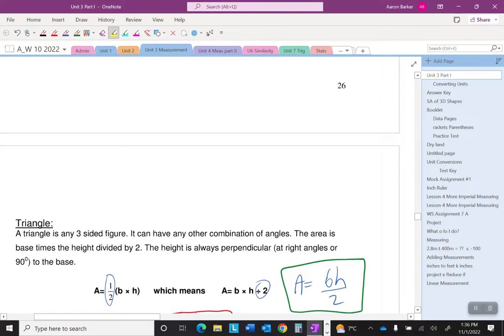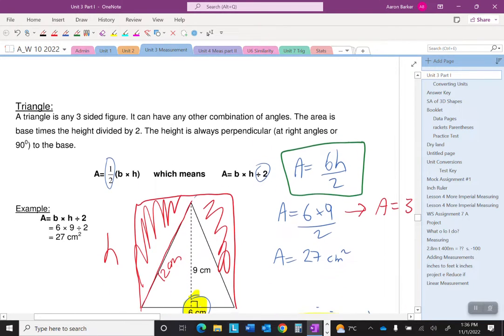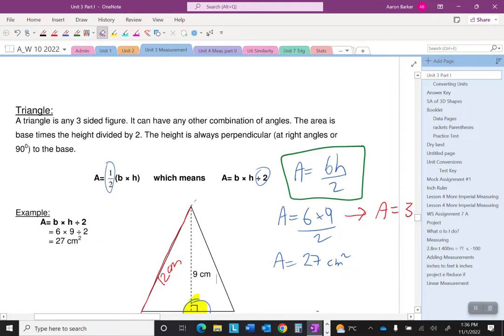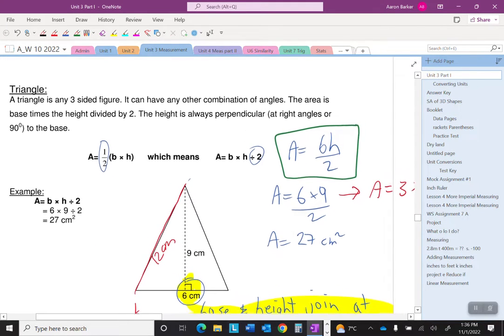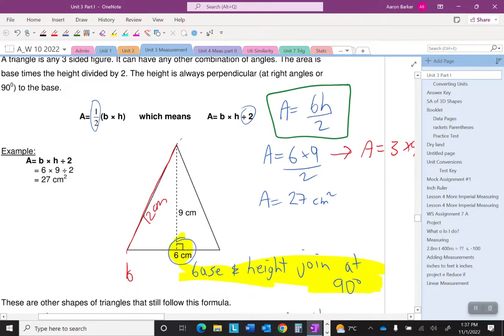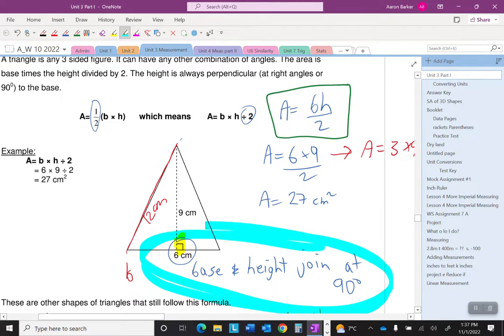Okay. So looking at our triangle then, we have 9 and 6. Okay, so a couple things to note here. Number 1, super duper important is this part right here. Write this down first. Base and height join at 90 degrees. That's the only thing you can really screw up. And you'll see I highlighted it right here in blue. Right above the 6 on that dashed line, you have the 90-degree symbol. It's a little square. Okay, so that little square means 90 degrees.